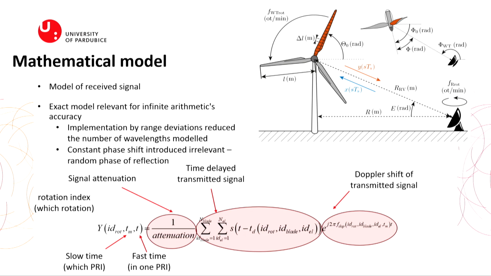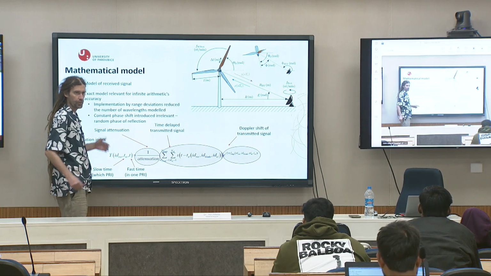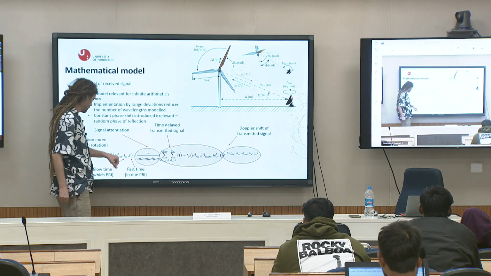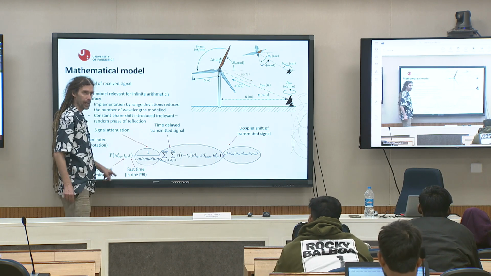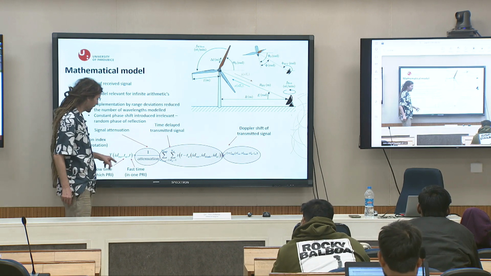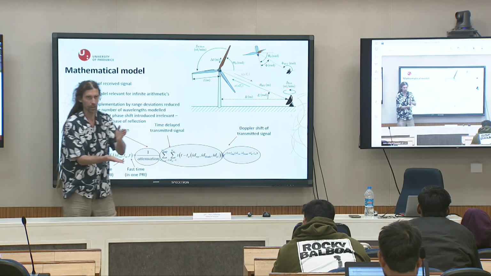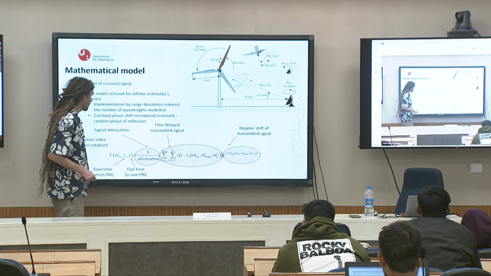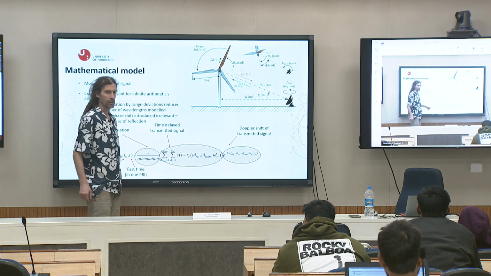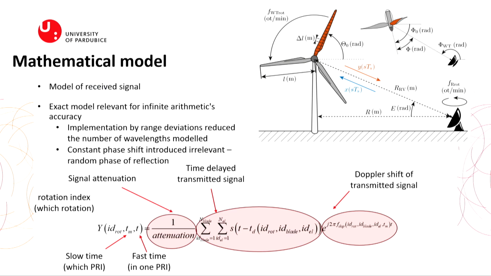So, it is the output matrix: ID of rotation, first, second, and so on; slow time, which is which PRI I am in; fast time, samples within one PRI. This is constant, and I told you, we use a simplification. Everything is attenuated the same. It is just constant for us.